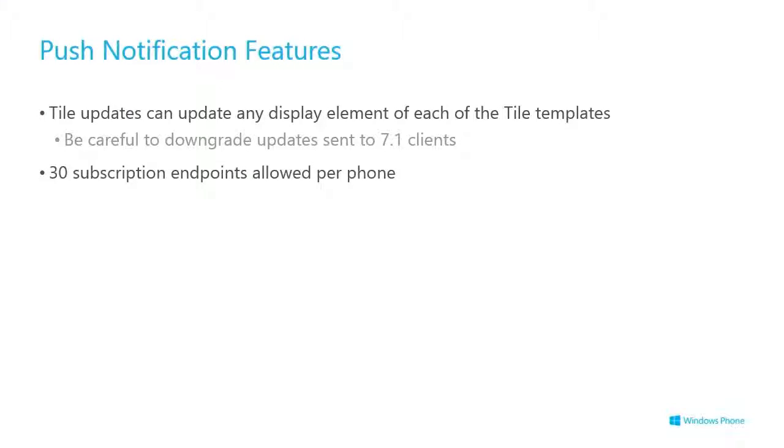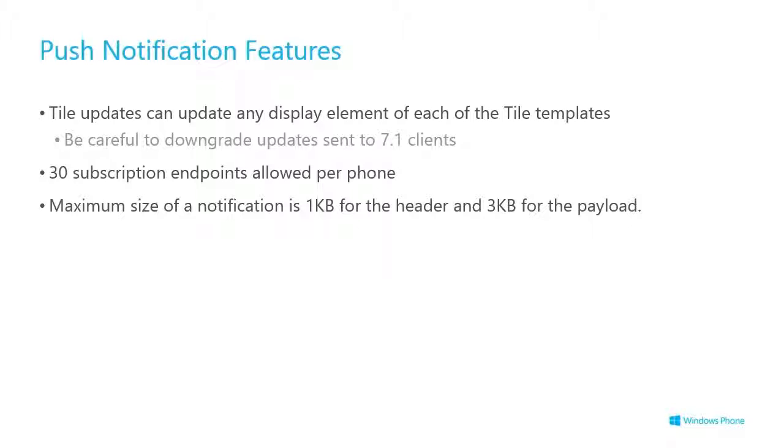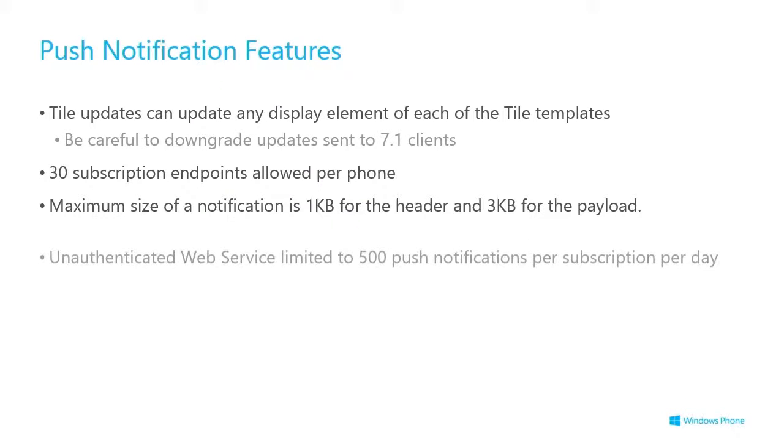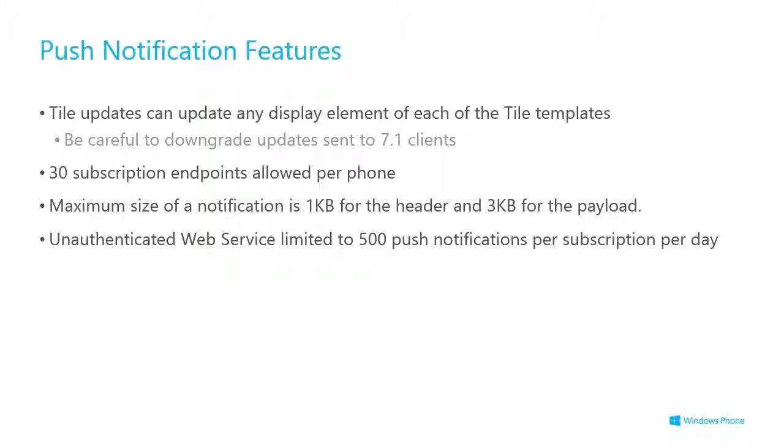All right. One other thing to think about is just 30 subscription endpoints per phone. So that's 30 of your unique apps that can do that, because obviously we can overwhelm a device doing all that activity, all that bandwidth. So you have to be careful there and be thoughtful. We have these headers on the payload, the size for the header and for the payload.